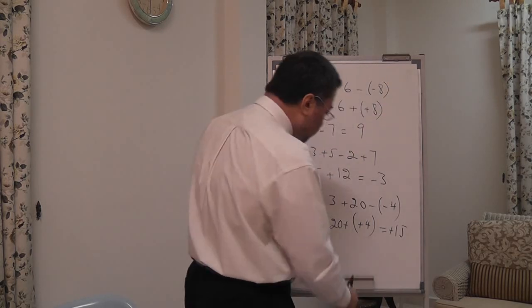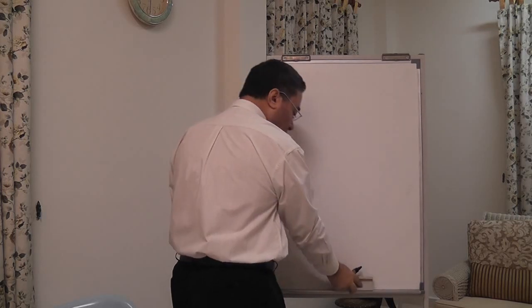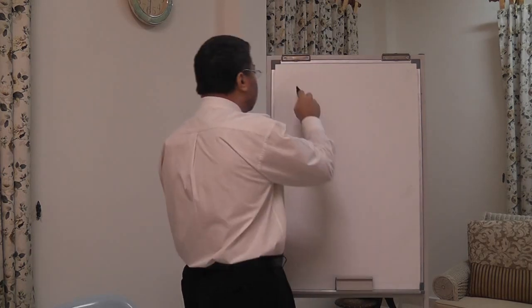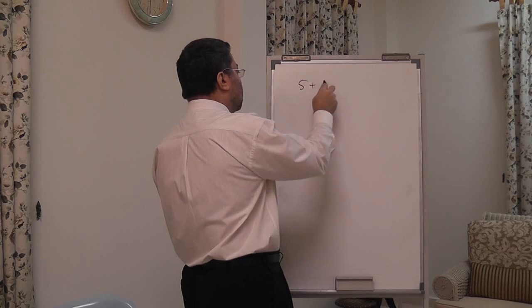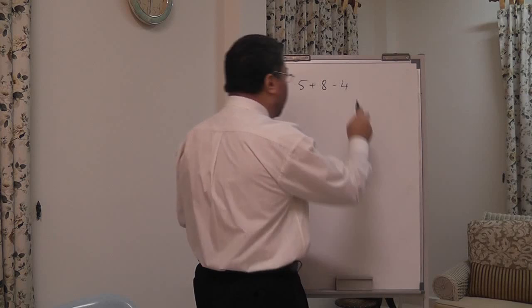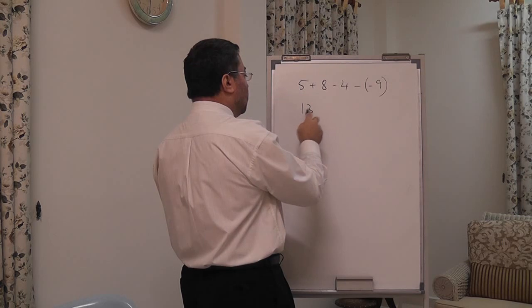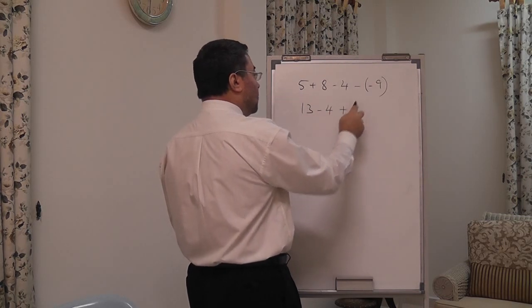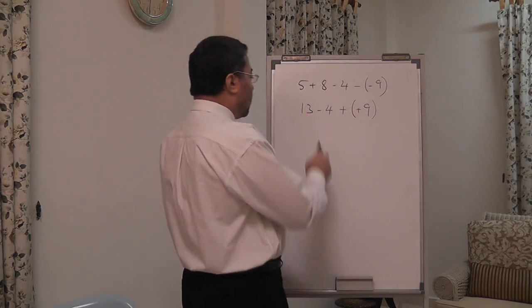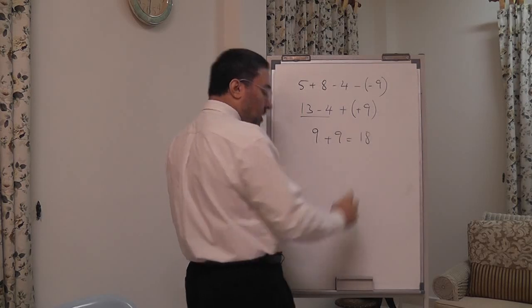Number 52, 5 plus 8 minus 4, minus 9. 5 plus 8 is 13, minus 4, plus 9. Here we get 9 from these two numbers, plus 9, and that will be 18.